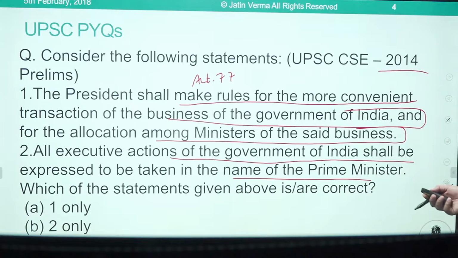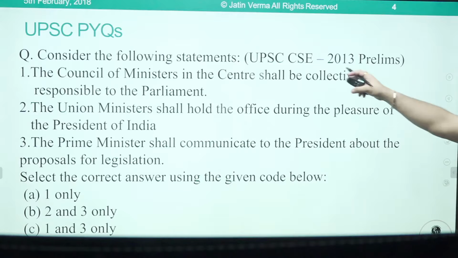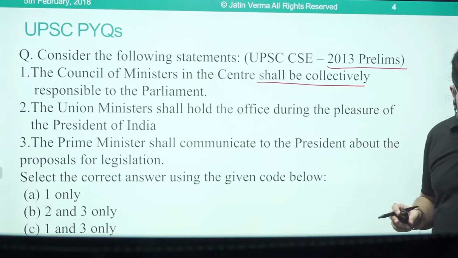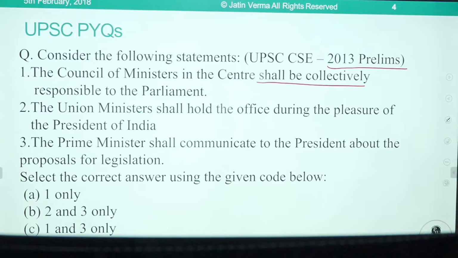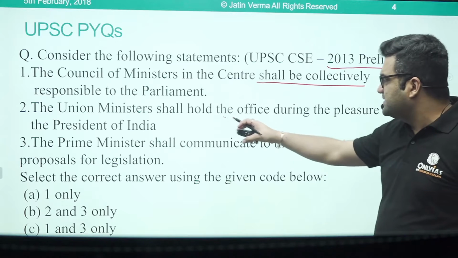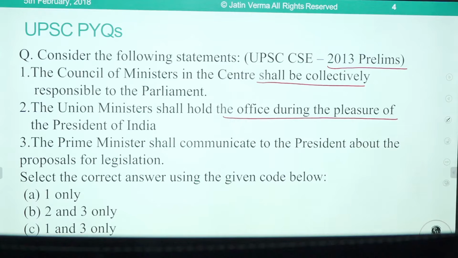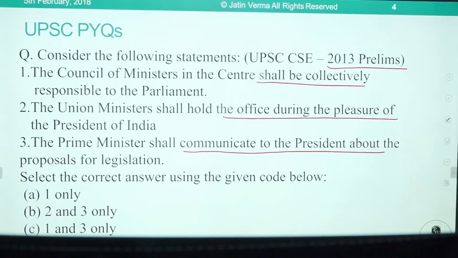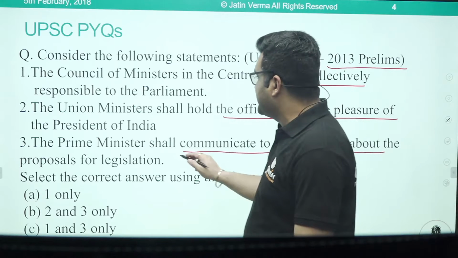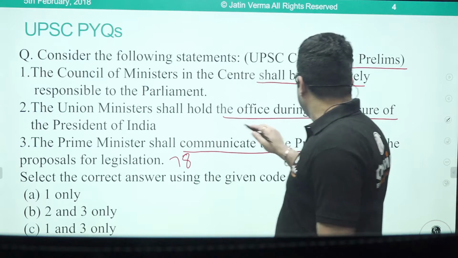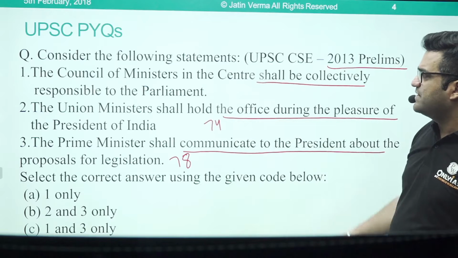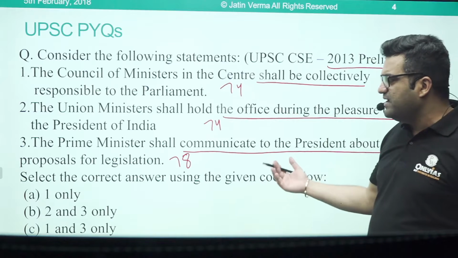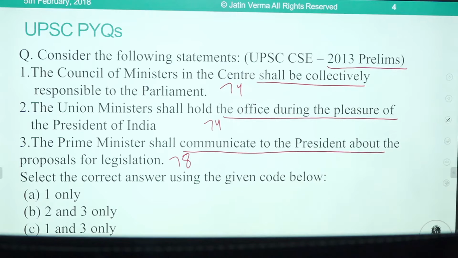Now coming to the other questions here. Consider the following statements. 2013 prelims: the Council of Ministers in the center shall be collectively responsible to the Parliament. Is the Council of Ministers collectively responsible or not? Then, the Union Ministers shall hold the office during the pleasure of the President of India. Pleasure doctrine, yes, this is right. The Prime Minister shall communicate to the President about the proposals for legislation. This is Article 78. These provisions on holding office are Articles 74 and 75. The Council of Ministers shall be collectively responsible, again Article 74. So which of the statements given below are correct? This is what the question is asking.